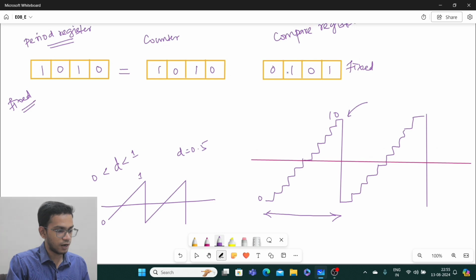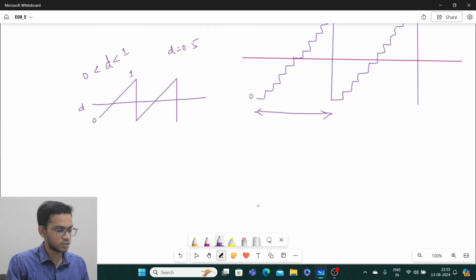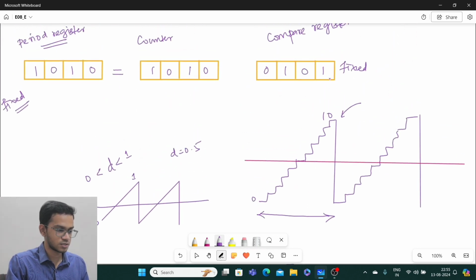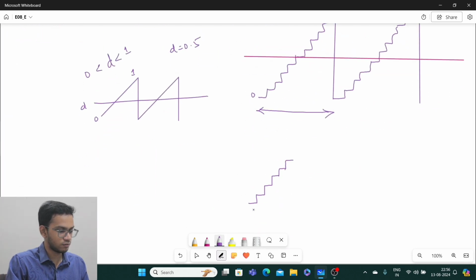Now I have stored a value here. So now my counter starts counting from here. It counts 0, 1, 2, 3, 4. The moment it reaches 5, yes, there's a compare match. This is called a compare match. This and these are equal, basically, because it's counting up to 5.